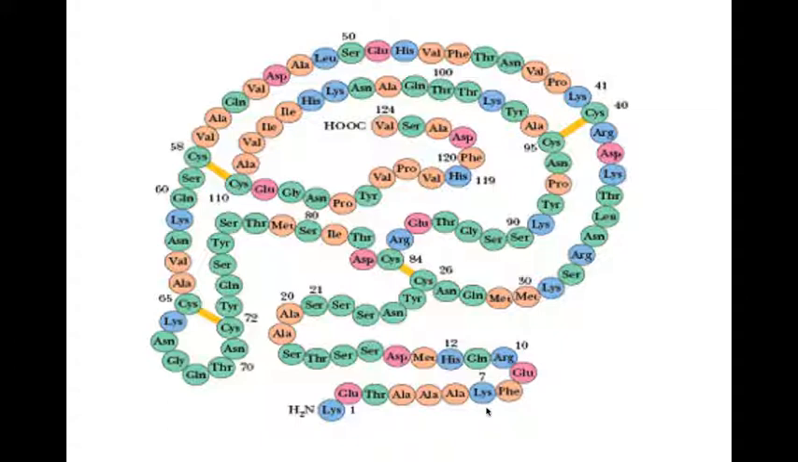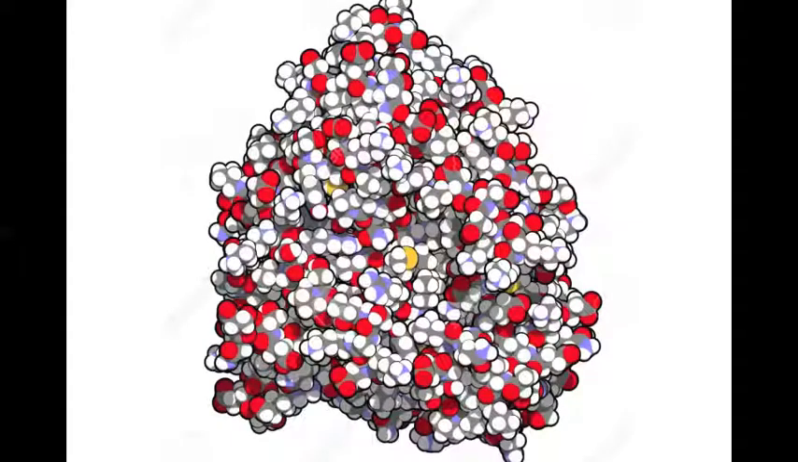Now, the whole thing doesn't look like this, of course. It really folds up into a very complex 3-dimensional structure, so that a typical protein enzyme would look like this. So in this kind of representation, every atom is shown.